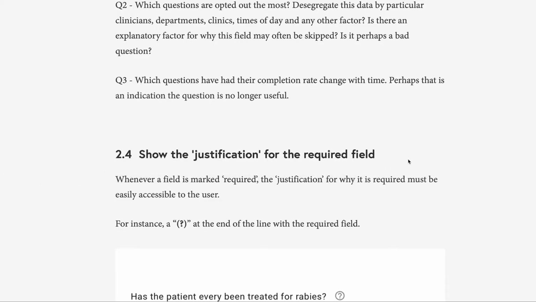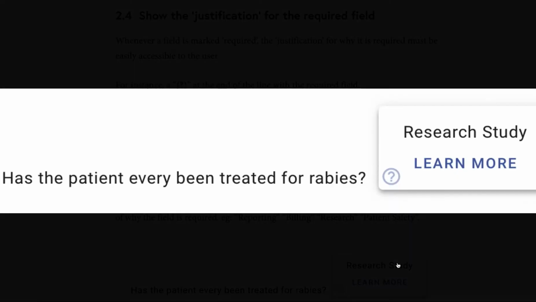If the user were to click on that help icon, you could imagine that a pop-up appeared where it would show a summary reason of why that question is mandatory. In this case, "Has the patient ever been treated for rabies?" is a mandatory question on this form because it's part of a research study, according to the pop-up.